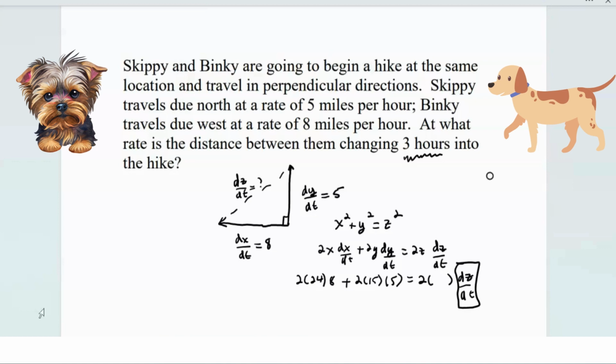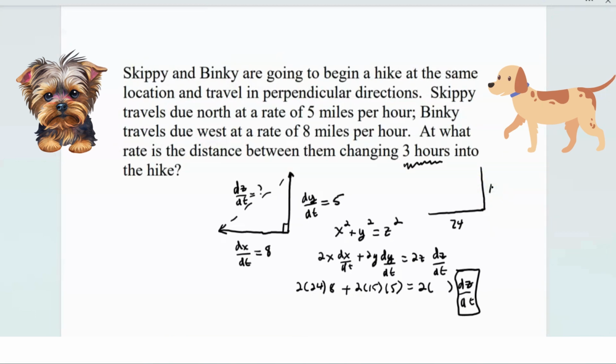So how do we get z? Well, we have to use Pythagorean's theorem. So we know that this side of the triangle would be 24, and this side would be 15 here. If you do Pythagorean's theorem on this, you're going to get the square root of 801, and we're just going to leave it as the square root of 801. Okay. All right, simplifying the left side should give you 534 is equal to 2 square root of 801 dz/dt.